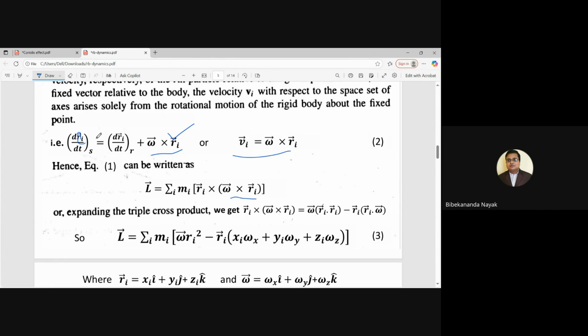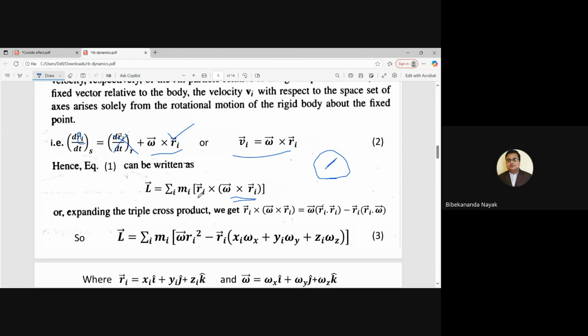Why is dri by dt zero? Because we are assuming a rigid body, in which the distance between any two points is fixed. So Ri is fixed, and dri by dt is equal to 0. So Vi is equal to omega cross Ri. In place of Vi, I put omega cross Ri.